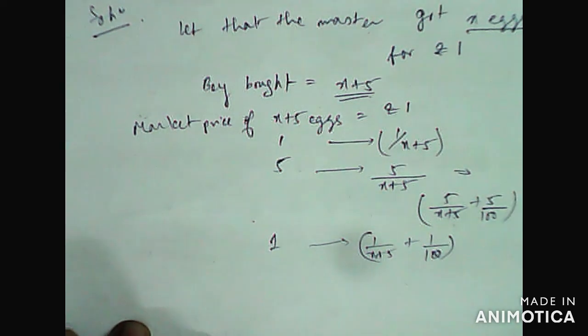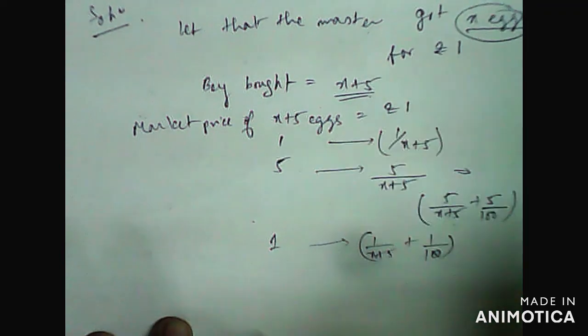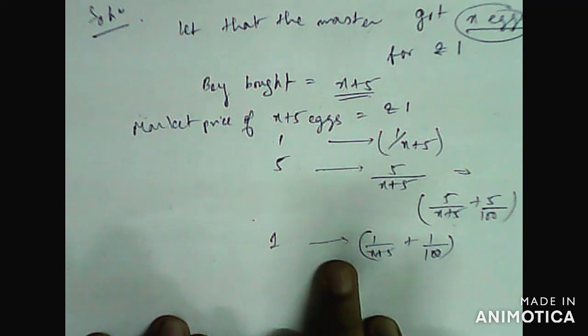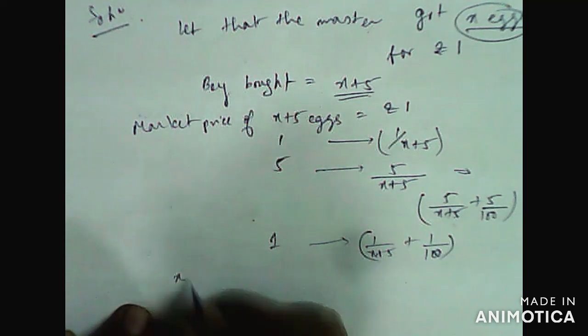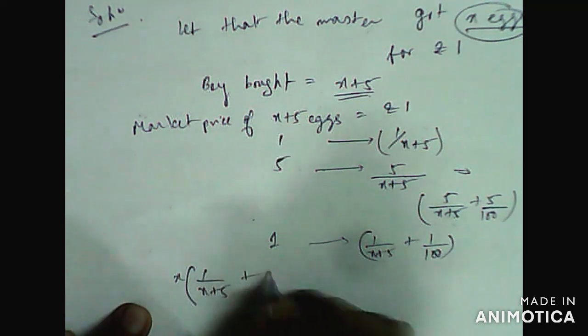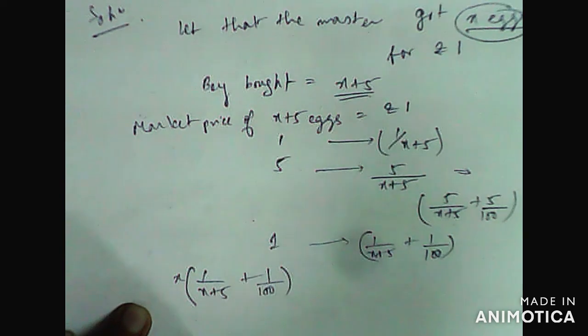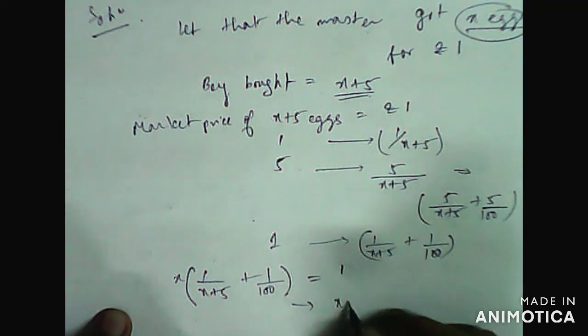Now let us say how many eggs he brought. How many did we consider? That he got x eggs when the boy returned home, and this is the price that he had to pay for 1 egg. And how much had he given the boy when he went to the bazaar? He had given rupees 1, right? So we will just write the number of eggs brought home, that is x, into the price that he had to pay for 1 egg, 1 by x plus 5 plus 1 by 100, right? This is equal to how much? Rupees 1. Now as you solve this equation, you will get that x is equal to 20.